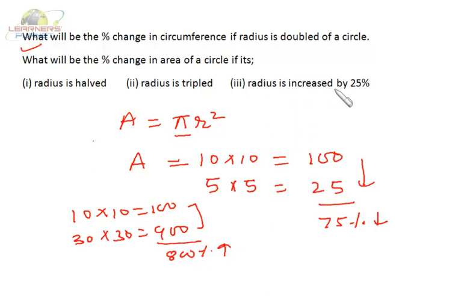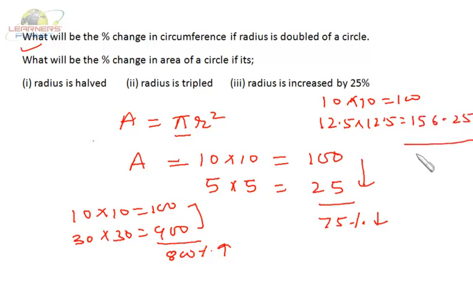Now in this case the radius is increased by 25%. So let's take 10 into 10, 100, and a 25% increment means 12.5 into 12.5. Now what is the square of 125? It is 15625.